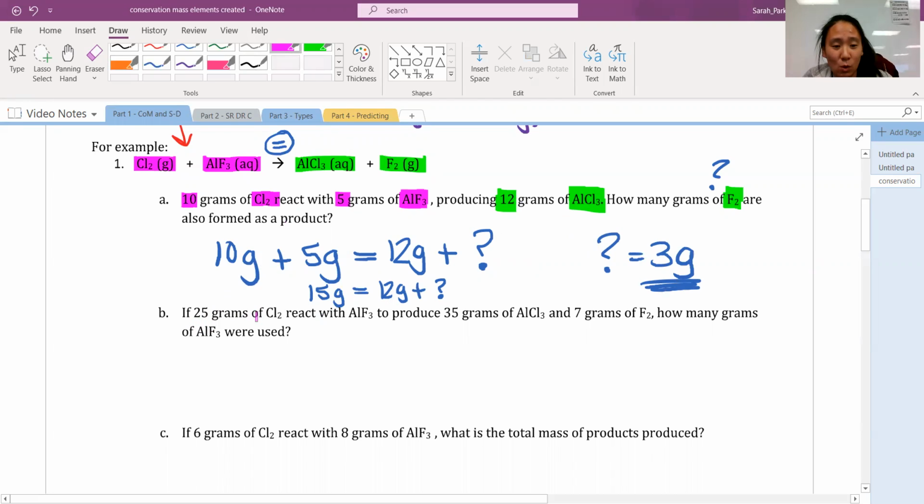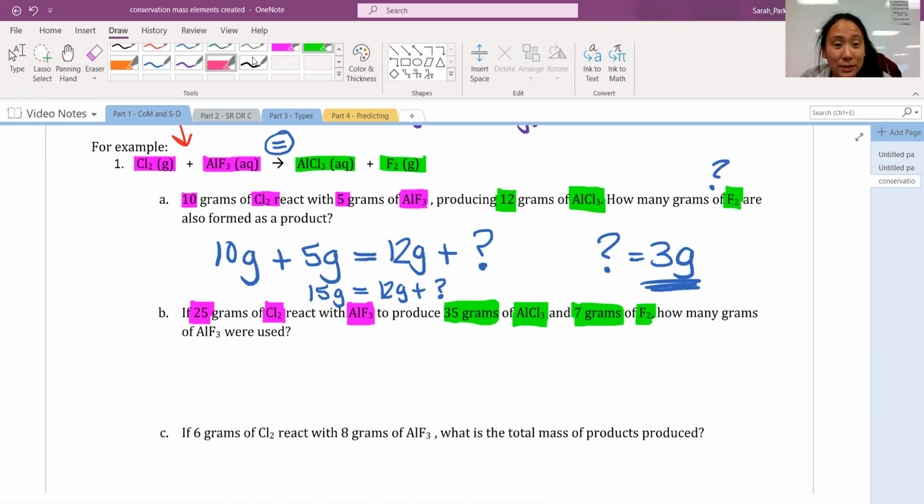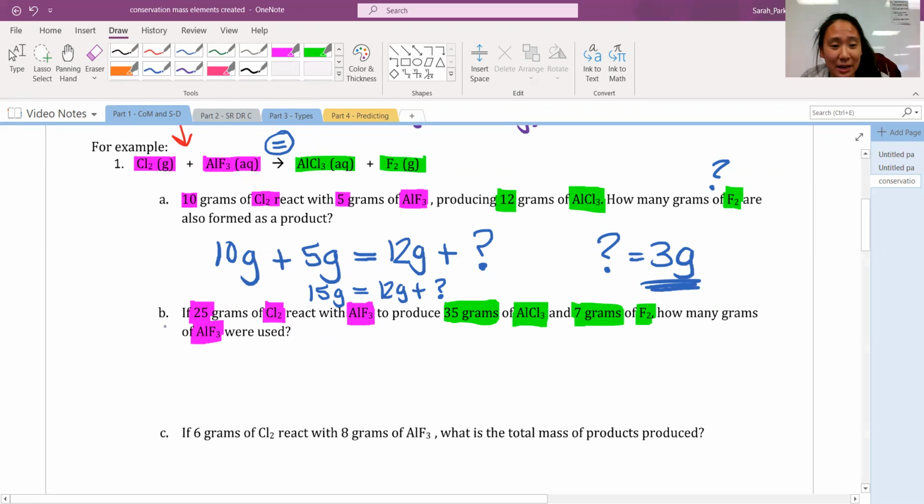It says 25 grams of chlorine. Once again, this number is at the beginning, and so this number is part of our reactants. It reacts with aluminum fluoride, so all of this is about the reactants. It produces 35 grams of aluminum chloride and 7 grams of fluorine gas. It wants to know how many grams of aluminum fluoride was used. So what is it saying? It's saying that we don't know how much aluminum fluoride was used. So now we have to do substitution again.